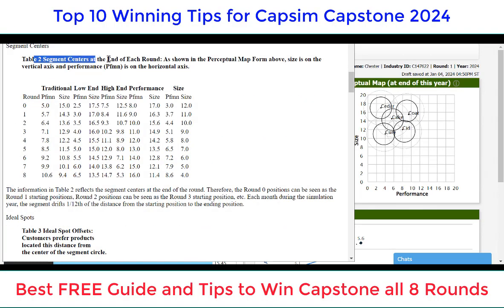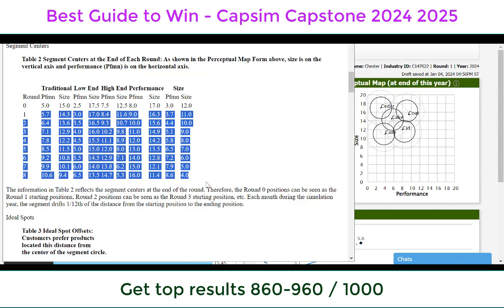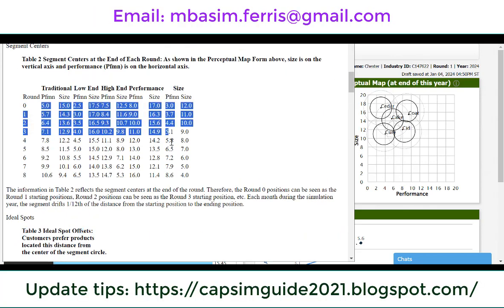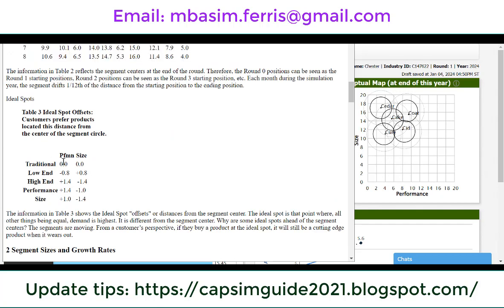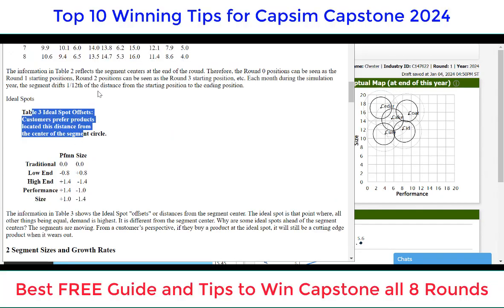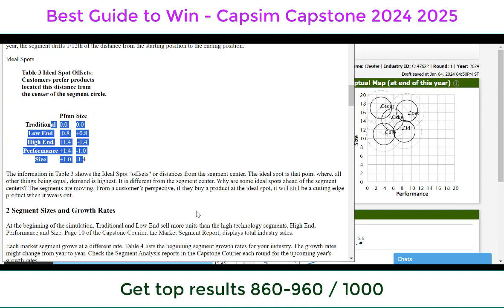We have table 2 here. You can see we have performance and size for 5 product segments for each round from round 1 to round 8. But remember, we need to update the product one time more to move the product to the ideal spot to sell best. So each round, remember to update this table with the number here in table 3. So again, remember to update IND using table 2 updated by the number in table 3.